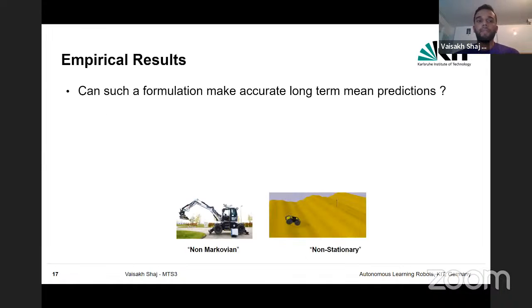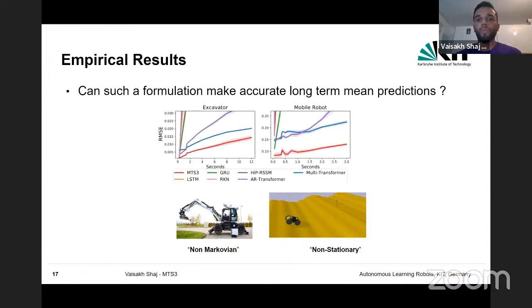The first question that we try to answer is, can this formulation make accurate long-term mean predictions? We took two kinds of dynamics. One is a real excavator from Bosch, with non-Markovian dynamics because it's a hydraulic actuator, so there's a hysteresis associated with it. It's a very tricky dynamics to model. The second one is a non-stationary dynamics, in the sense that this robot is traversing terrain with varying slopes. So the dynamics is changing, which is also very tricky to model. Let's see how we perform.